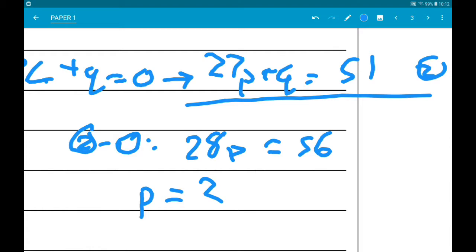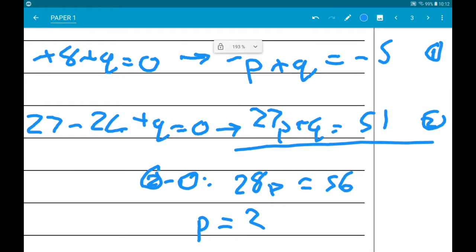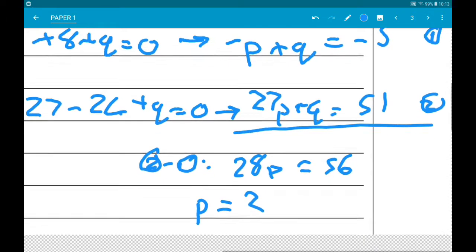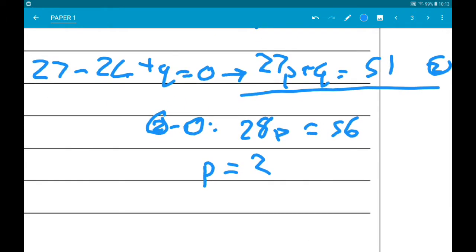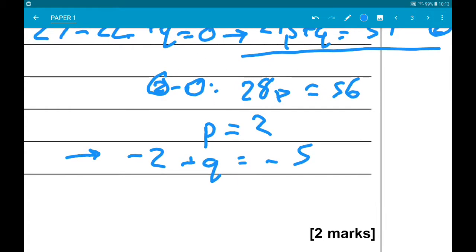Now we also know that minus p add q is minus 5. So minus 2 add q is minus 5. Therefore, q is minus 3.